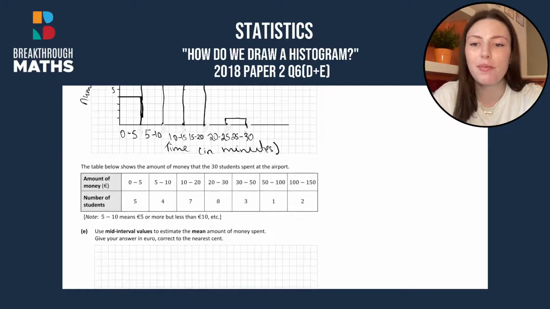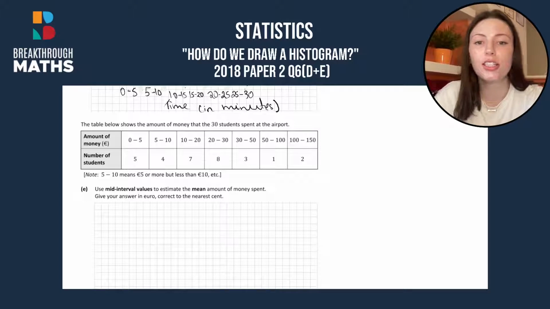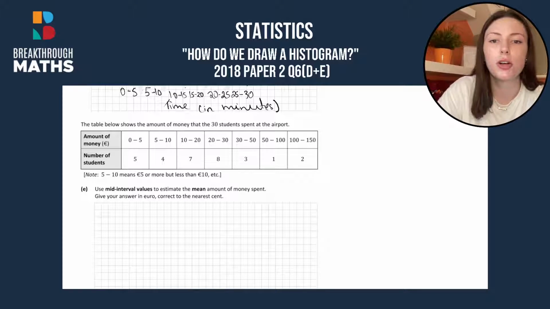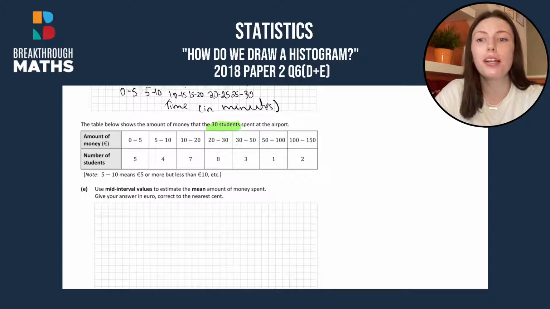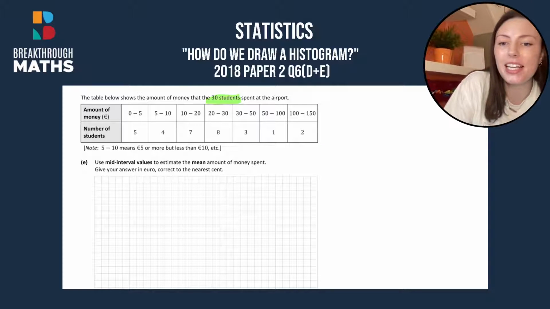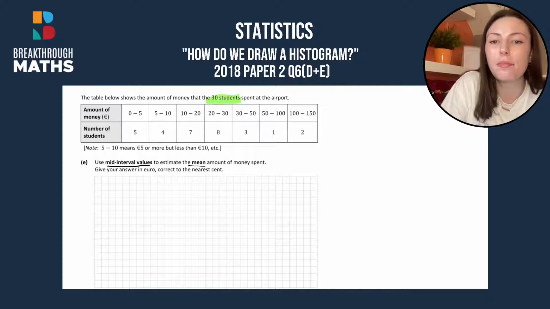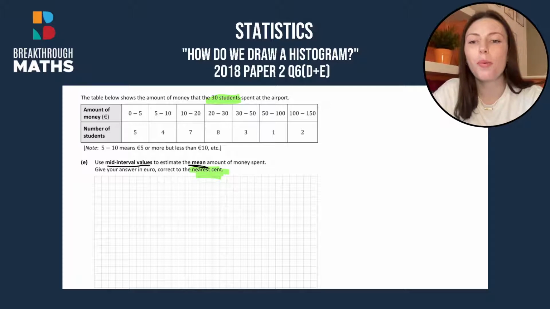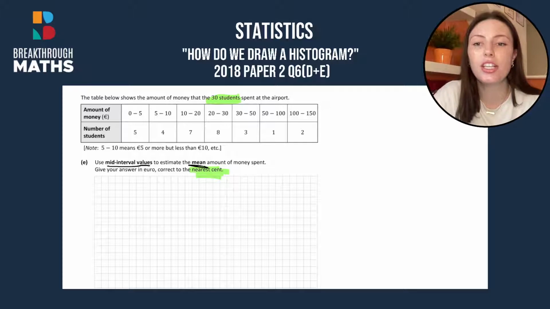So we're told here the table below shows the amount of money that the 30 students spent at the airport. So we have a total of 30 students and we're given the amount they spent, again in a frequency table. Again, 5 to 10 meaning €5 or more but less than 10. So 5, 6, 7, 8 or €9. We have to use mid-interval values to estimate the mean of the amount of money spent, giving our answer correct to the nearest cent.